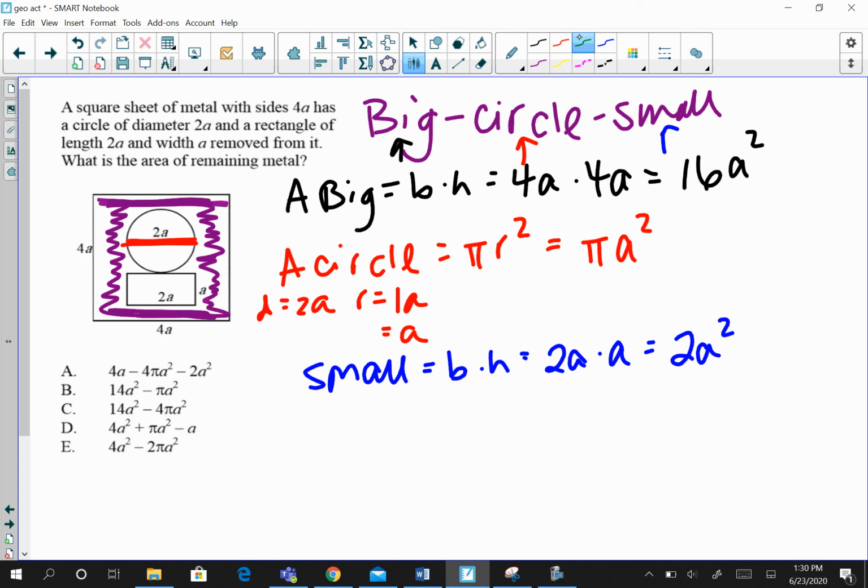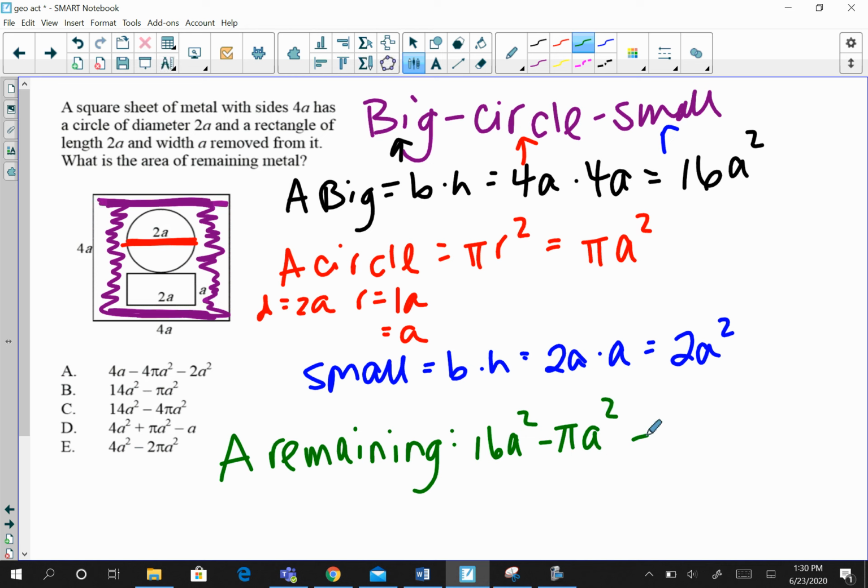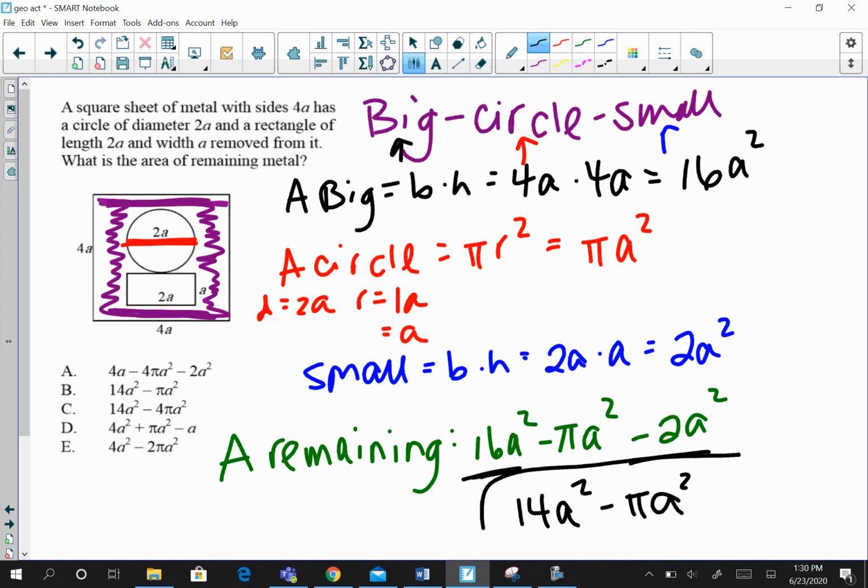So to find the area of remaining, take your big, that is 16A squared, subtract your circle, pi A squared, subtract your smaller one, 2A squared, and combine like terms. Okay, they all have an A squared, however, pi A squared, I can't really do anything with. But I can do something with my 16A squared minus 2A squared, that is 14A squared minus pi A squared. I'm going to leave it just like that. I'm not going to combine my 14 and my pi.